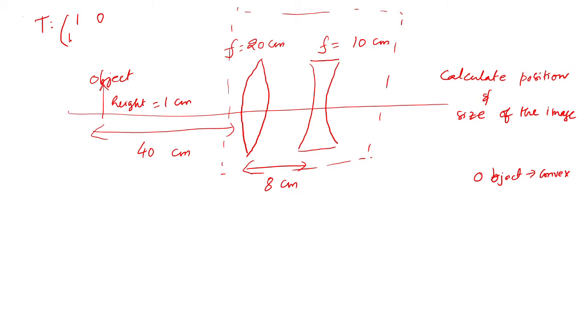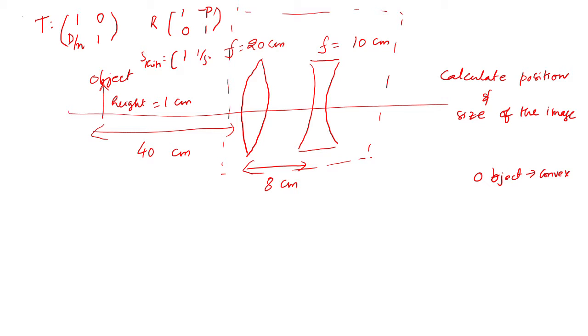1, 0, the distance divided by the refractive index, 1, and the refraction matrix is 1, minus power, 0, 1, and the system matrix for a thin lens is 1 over f, 0, 1. So from object to convex lens, you just have a translation of 40 centimeters, and that is in air, so 1, 0, 40, 1.